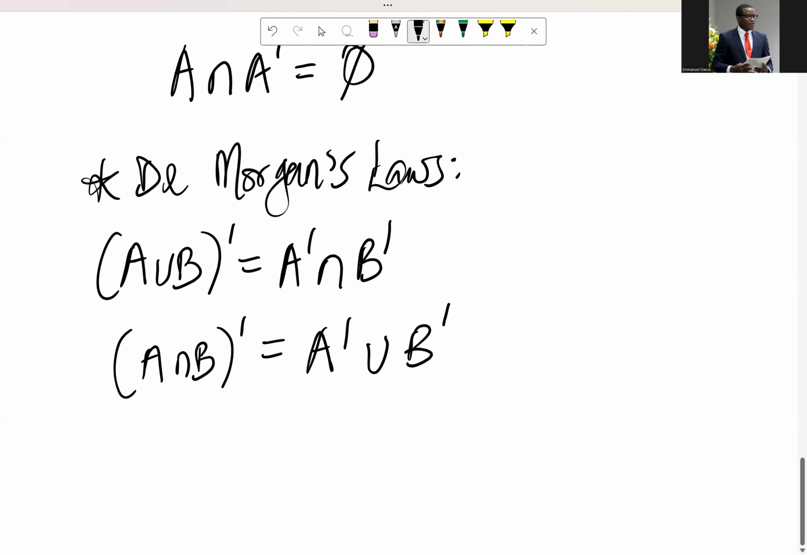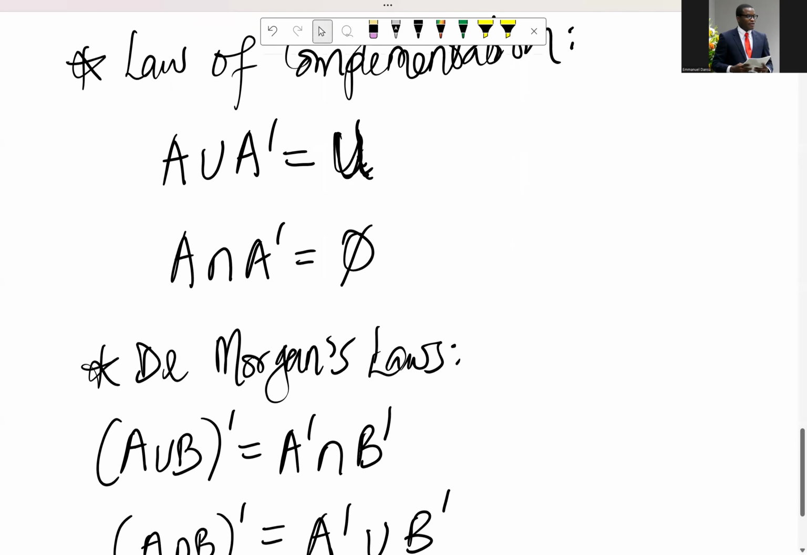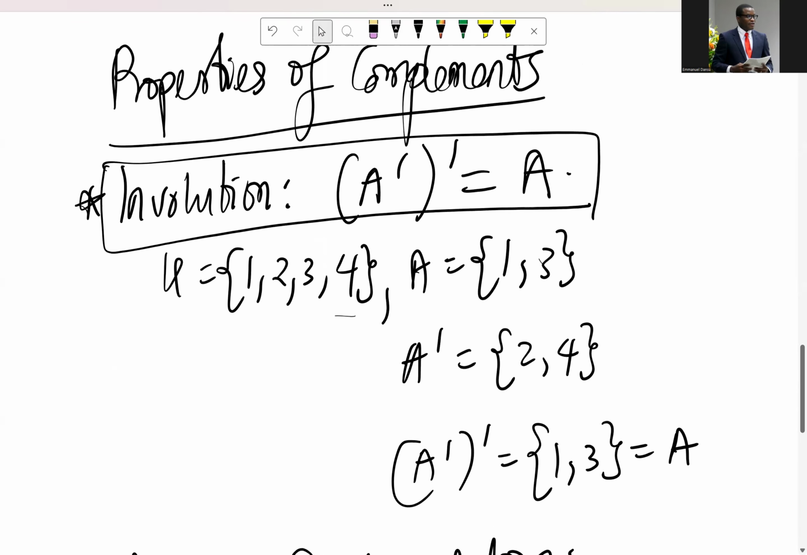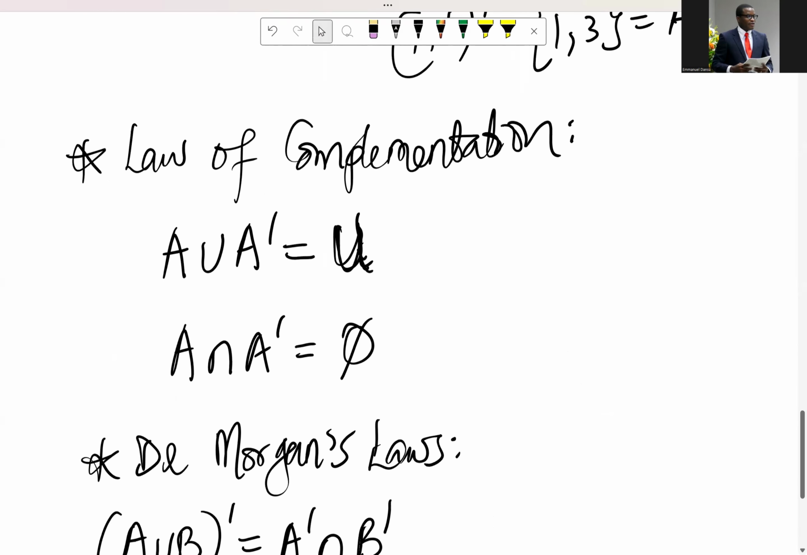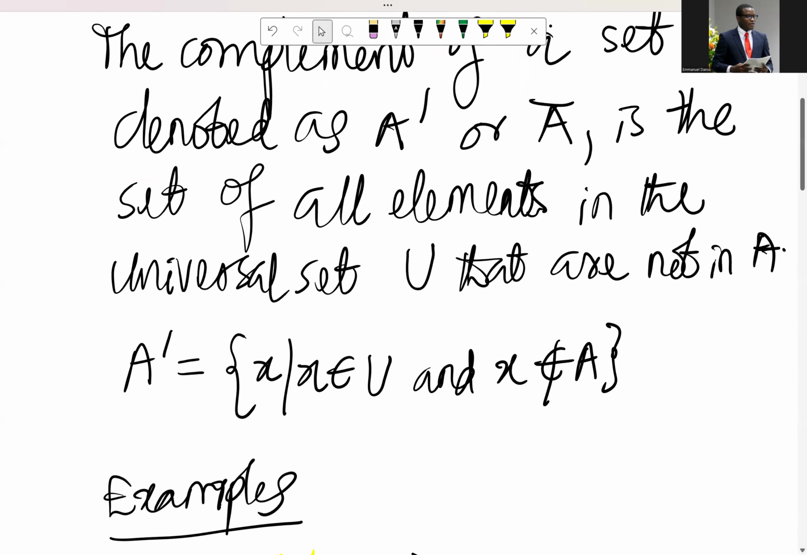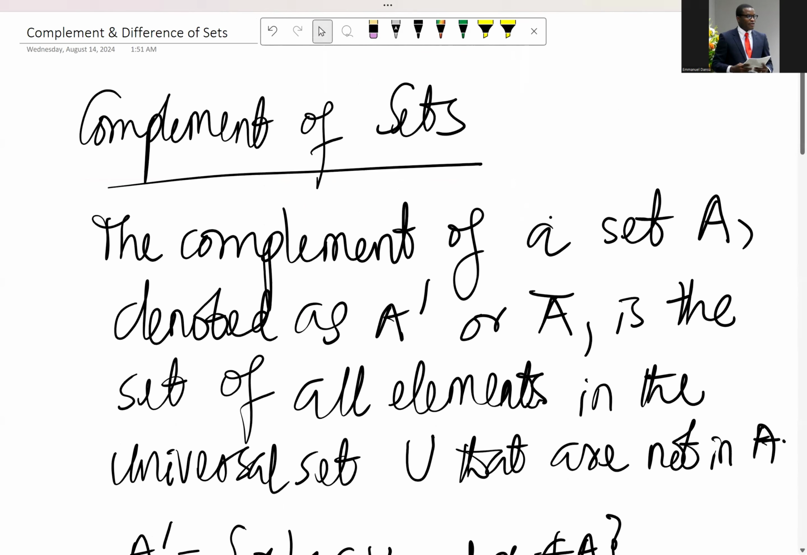All right. So if you find A union B and you take its complement, it is the same thing as the intersection of the complement of A and complement of B. Now, if you find the intersection of A and B and you take the complement, it is the same as the complement of A union the complement of B. So those are the properties of what we call complements of a set. With that, we come to the end of the complements of sets.